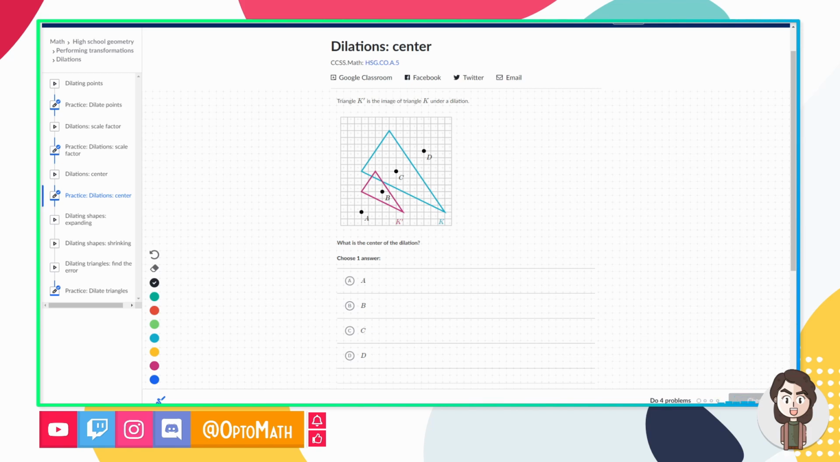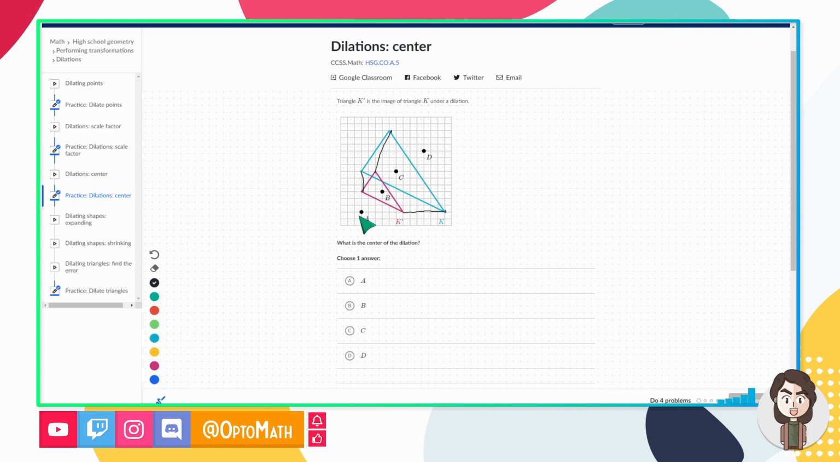Next, let's look at dilation's center. Remember in our notes, we talked about how when we line up the corresponding vertices of dilated figures, like so, those line up, and those line up. When we extend them, they all should intersect at a special point called the center, which is that starting point. That's where we're dilating from.